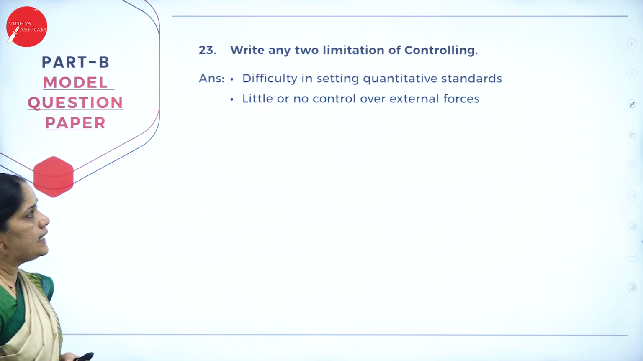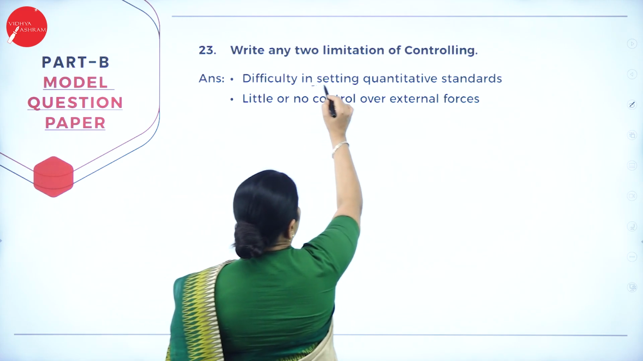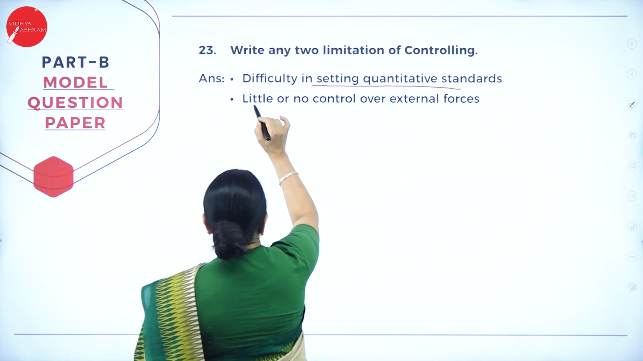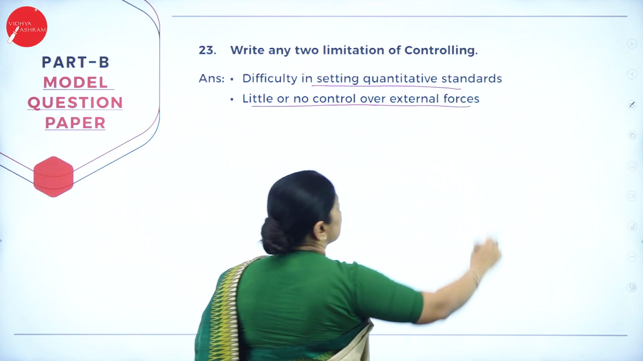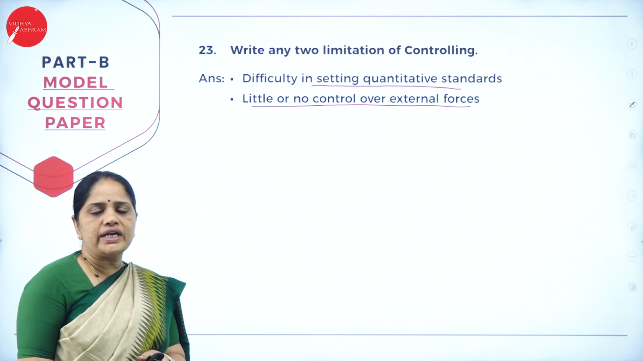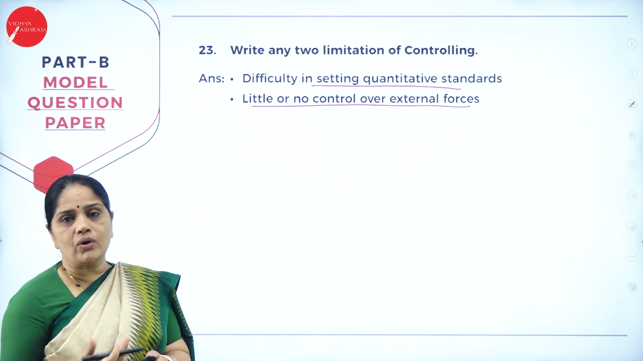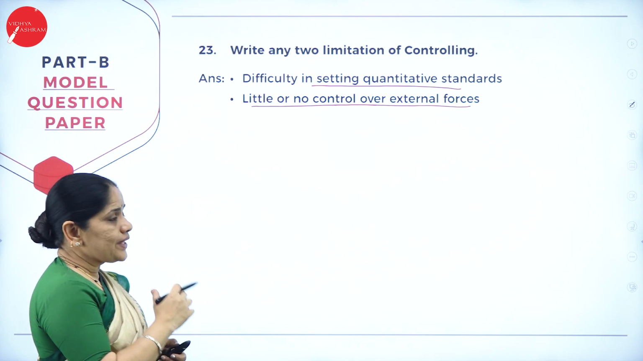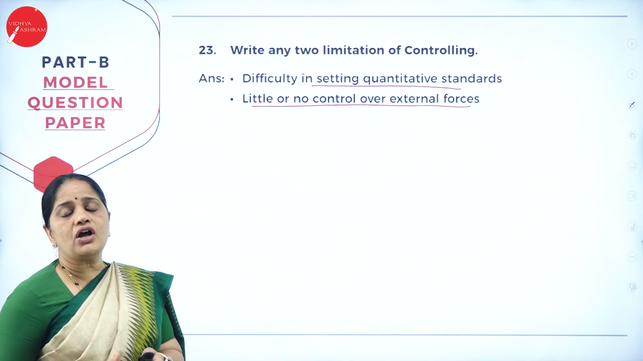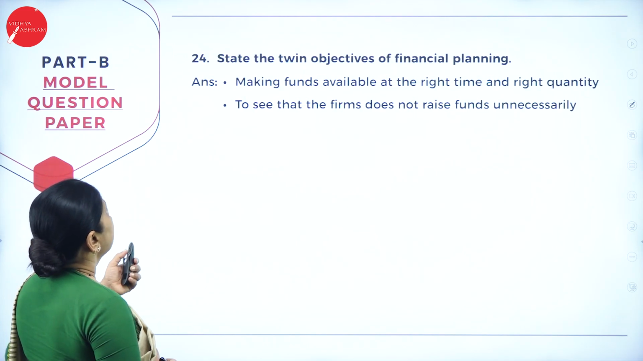Then write any 2 limitations of controlling. First one is difficulty in setting quantitative standards, little or no control over the external forces. So for controlling, we need to set standards. Only quantitative standards can be set, but not qualitative standards. So the controlling function will not work on external factors which affect the business.